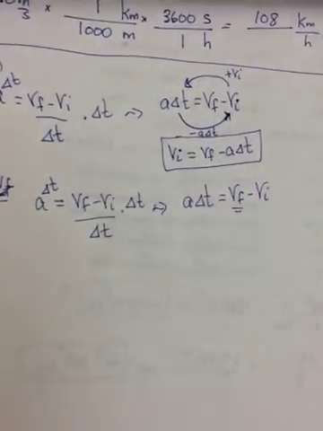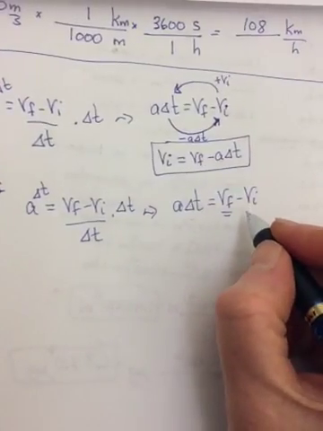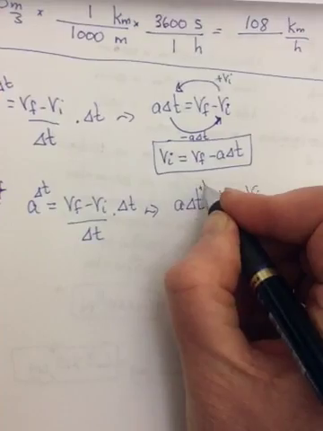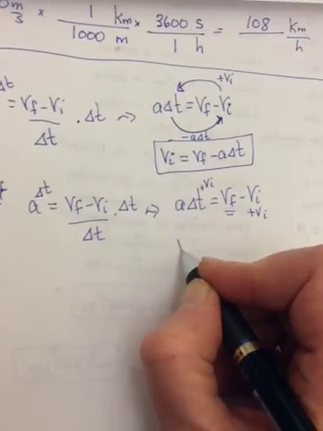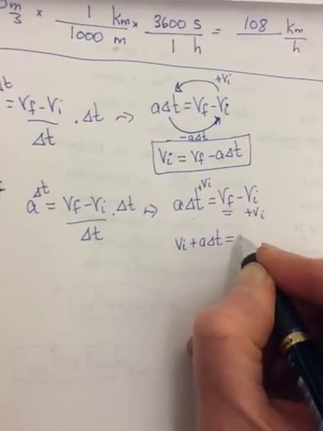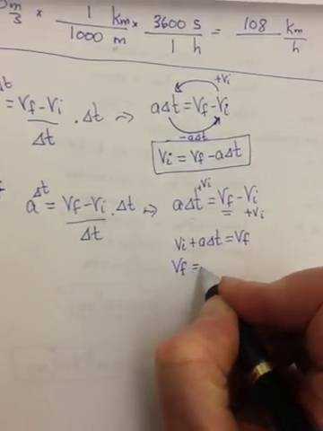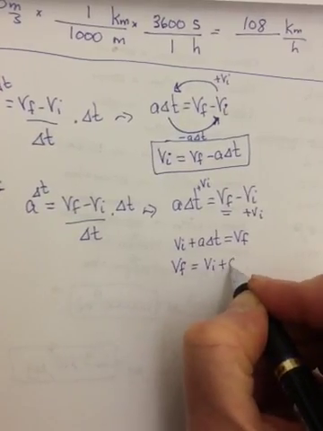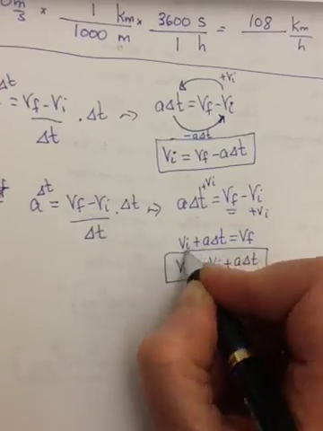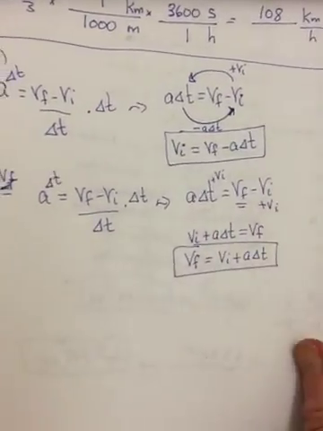This time I want the VF all by itself. So that's actually easier than the one above. I just need to get rid of the VI, so I can add VI to both sides. So I'm left with VI plus a delta t equals VF. And because I'm anal, I would rewrite it as VF is equal to VI plus a delta t, because I like my unknown on the left-hand side. But it's fine if you leave it like above.